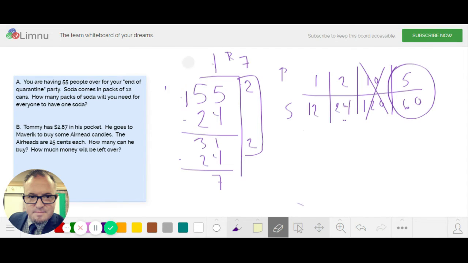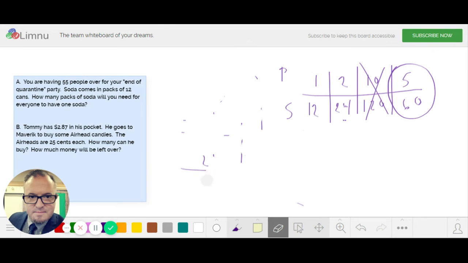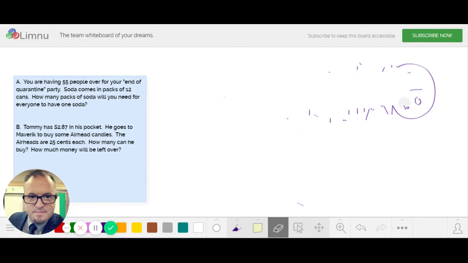If we look at the next problem, problem B, we have Tommy, and Tommy has $2.87 in his pocket. He's walking over to the Maverick and he wants to buy some Airheads. The Airheads cost 25 cents a piece, and he has $2.87 in his pocket. The question that the problem is asking is, how many Airheads can he buy? And how much money will he have left over, if any?